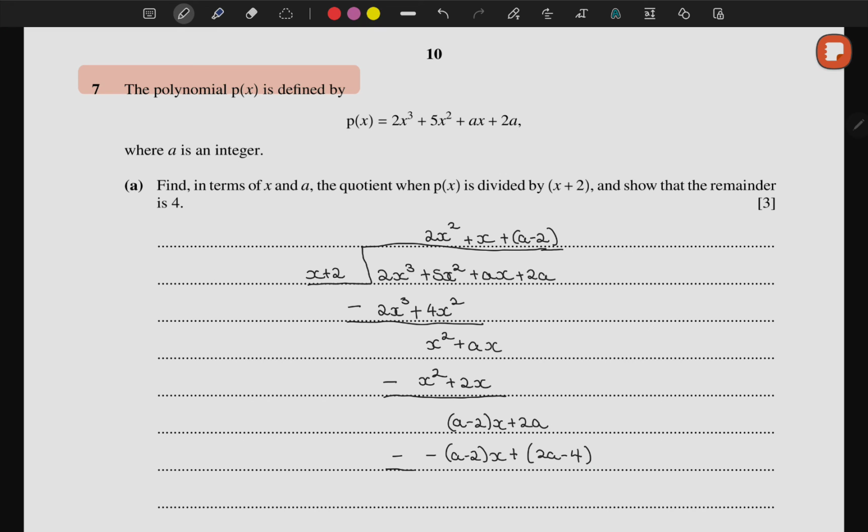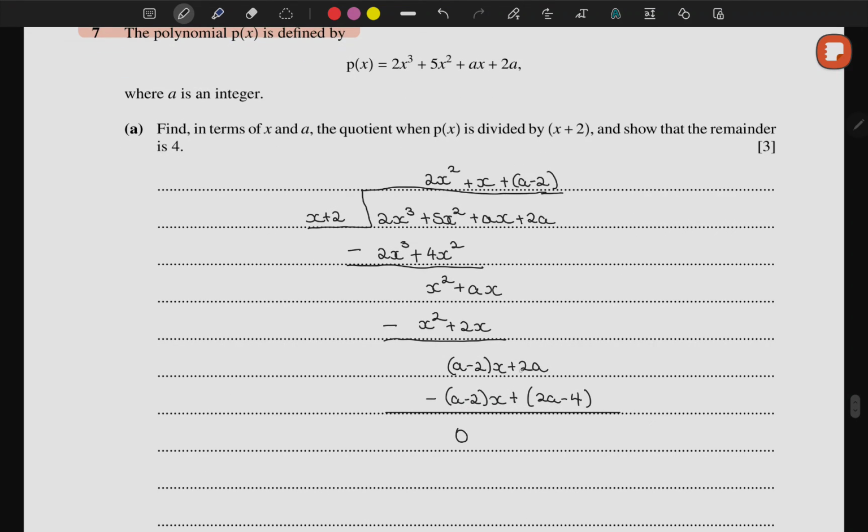Oh, what a beautiful question. Oh my days. What a beautiful question. So this is common: a minus 2x minus a minus 2x. That's just going to give us 0. Let me just rewrite this so we don't get confused. So that's going to be 2a plus 4, because of the minus. So that's 2a minus 4. So 2a minus 2a gives us 0, and 0 minus minus 4 gives us positive 4.